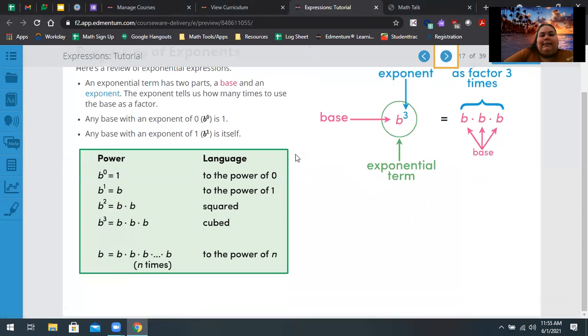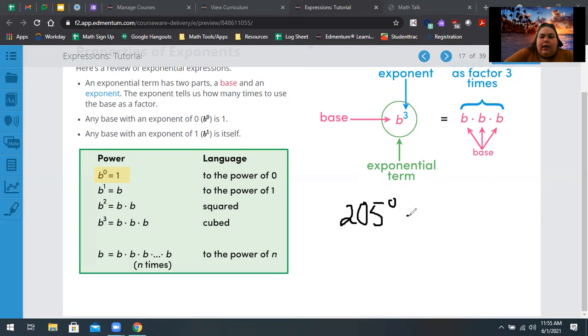So again, the things that I want you to make sure you keep in mind, this rule is super important. B to the 0 power is equal to 1. Anything raised to the 0 power will automatically be 1. So I can have 205 raised to the 0 power. You're going to go ahead and say that's going to be 1. Or we can even say, yeah, let's go ahead and do this. 3x to the 0 power.